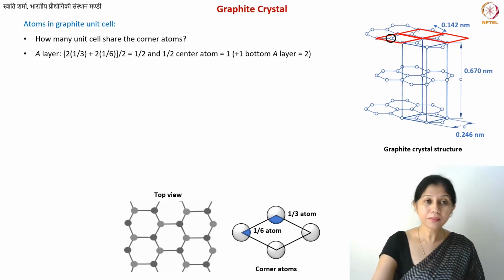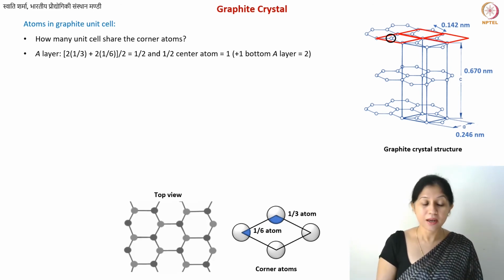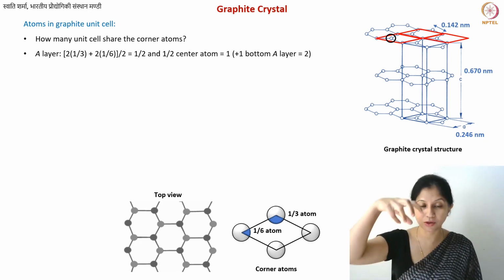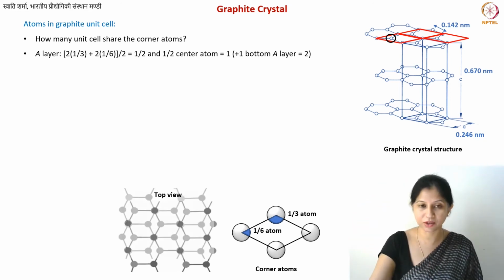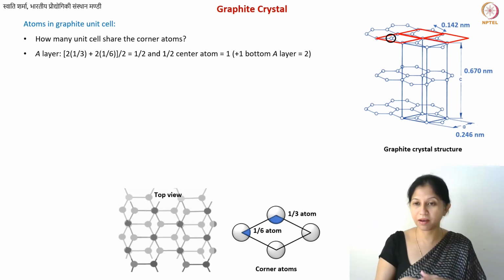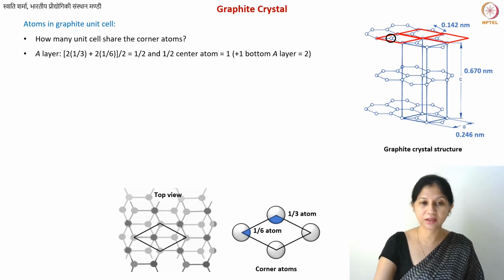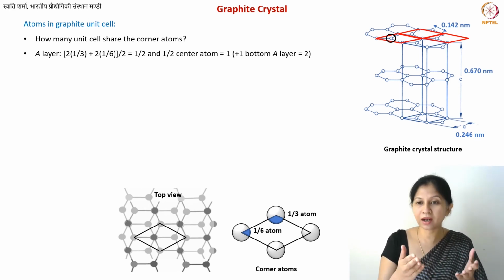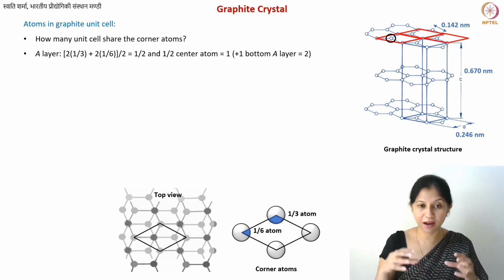Okay, now what about the B layer? For understanding the atoms and the geometry in the B layer, it's better to look at the top view of this crystal structure. So here is the top view. We have one layer and on top of that we have another layer. Okay, now let's draw our unit cell. So it looks like this.